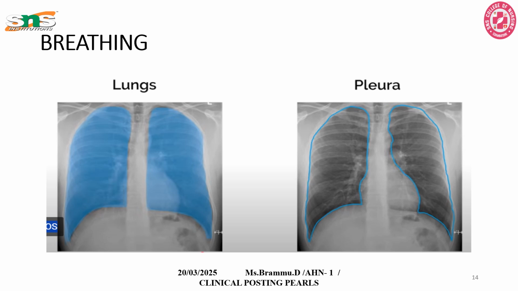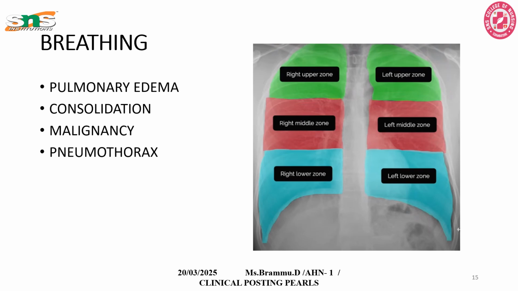So now coming to the breathing. Here you are going to see the full lung spaces, how they are located from the costophrenic angle, the hemidiaphragm, as well as the apices of the lung, and the outer layer of the coverage of the lung, which we call the pleural space. Here you can divide the zones as right upper zone, right middle zone, right lower zone. Similarly on the left: left upper zone, left middle zone, and left lower zone.